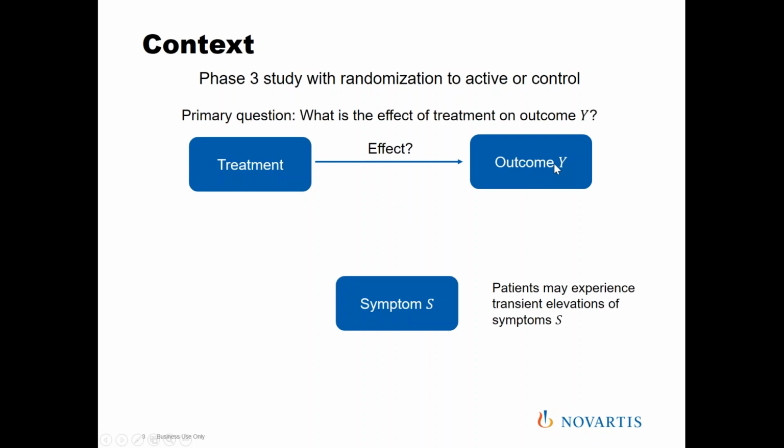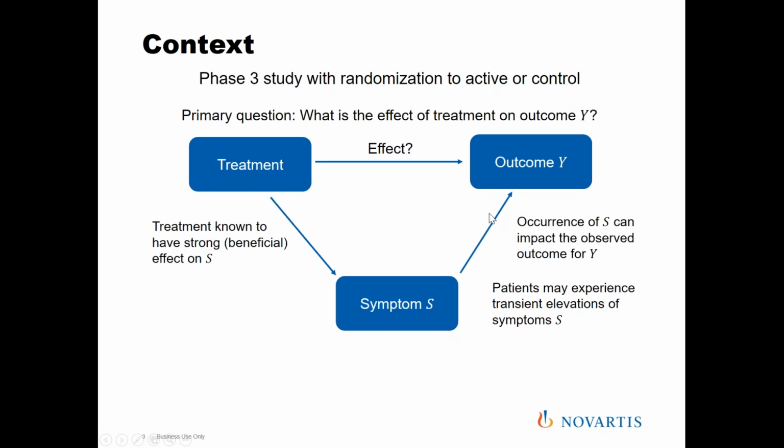So far, so good. Now, during the course of the study, patients might experience transient elevations of some symptoms that we'll call S. And it's known from the literature that the occurrence of these symptoms can impact the risk for observing the outcome of Y. So more symptoms might increase your risk of experiencing the outcome Y.